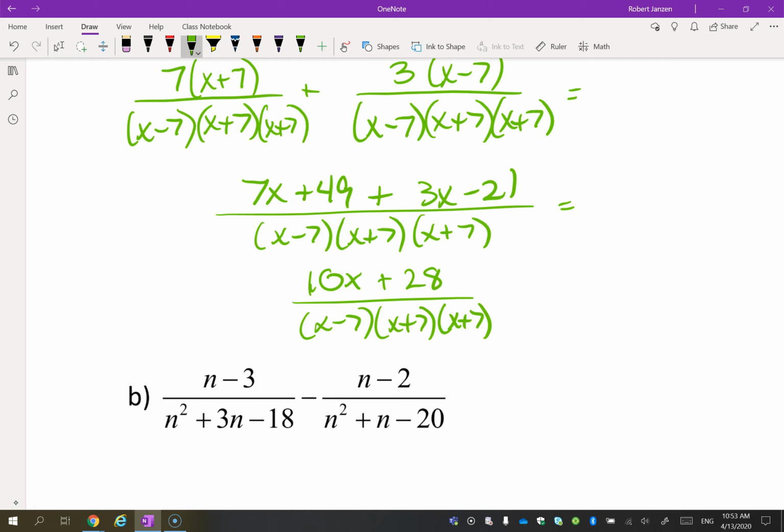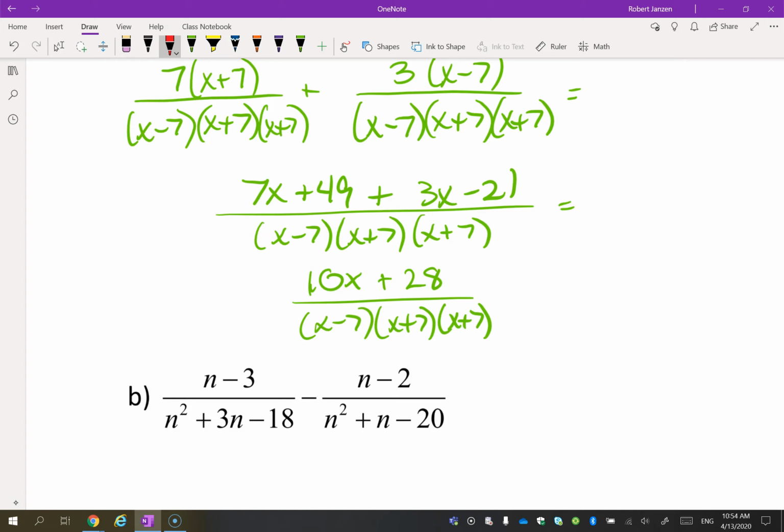Okay, and then we should do a quick check. Can we factor the numerator? Yeah, we could factor. We could take a 2 out, and then you would have 5x plus 14. But you can see there is no common factor, so it won't help us to simplify anything. So I'm not going to factor here. I'm just going to leave it the way it is.